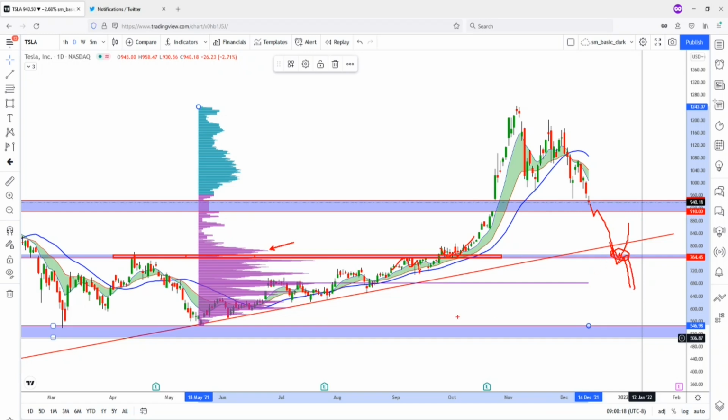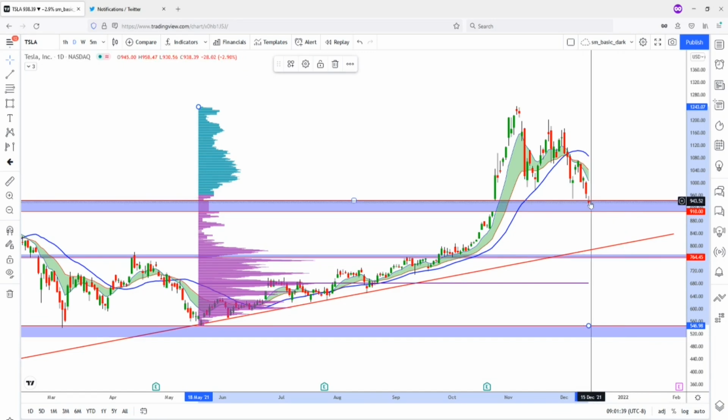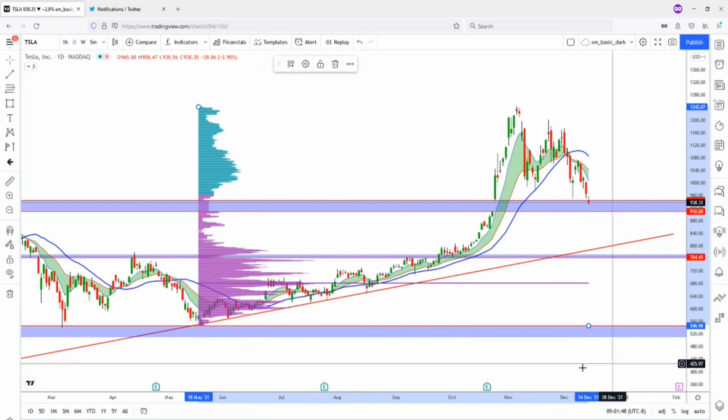Then we'll be looking down, and here is this high volume node. That's the POC for this composite, and that's the price level where we saw the highest trading volume. Okay, so this level is somewhere around 680, right? So keep an eye on that. So these are the levels to keep an eye on, right? Right now it's trading at 940. So let's see what this level is. It's somewhere around 943, 944 area. Okay, and then the 910 would fill this gap, and the 764.